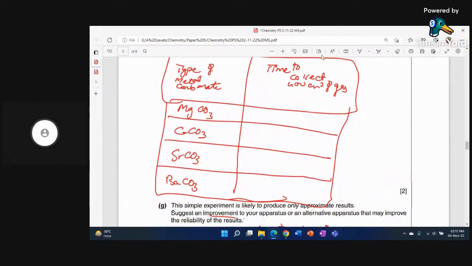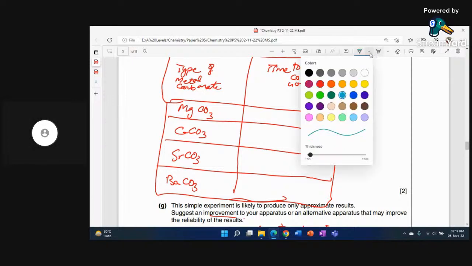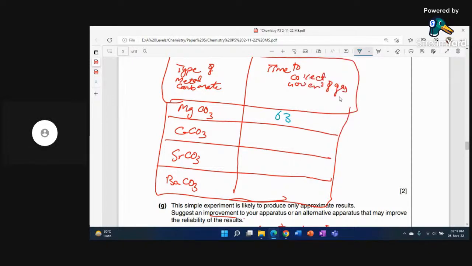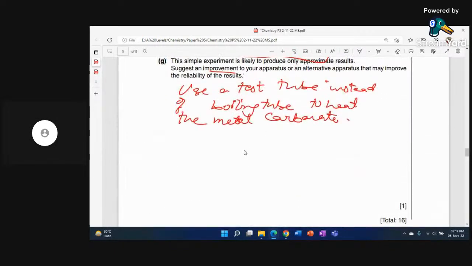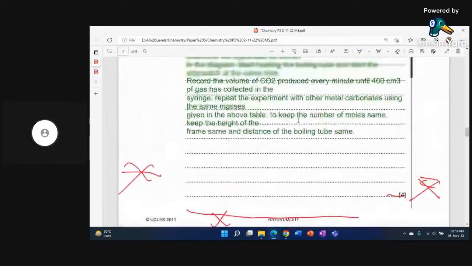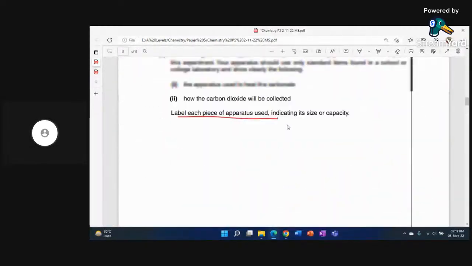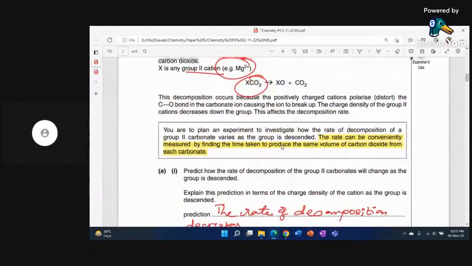Some of you might have questioned why he left this column empty. We don't have to fill this column because he didn't ask us to. So we'll just leave it empty and it will still give us marks. But if we like, for our own convenience, we can write over here 63 seconds, 72, 84, 98. You can write it too, but if you don't write it there is no problem. This was it for today's paper 5 paper. I hope to meet you in the next paper 5 class.